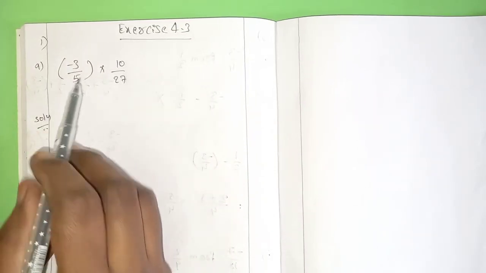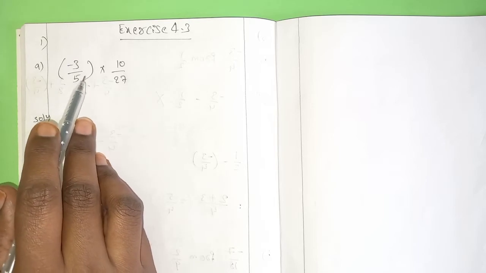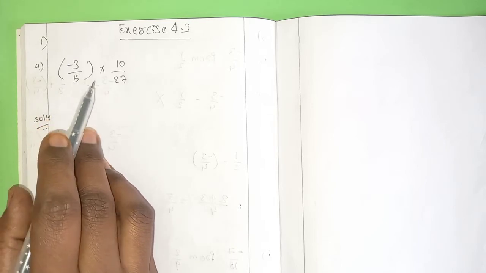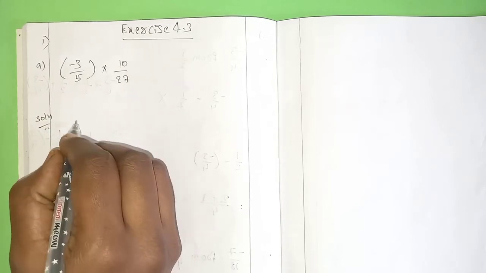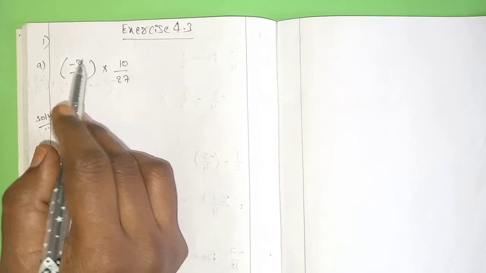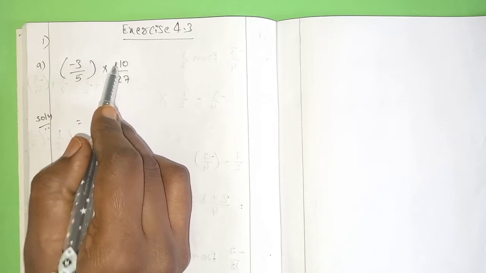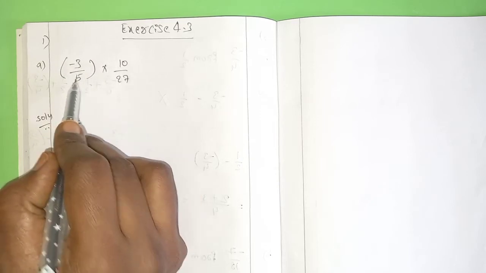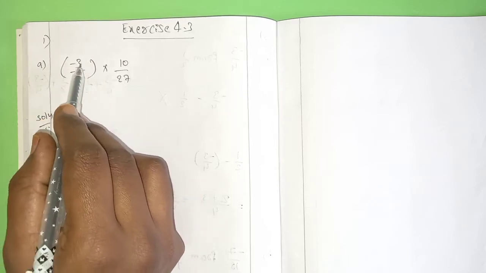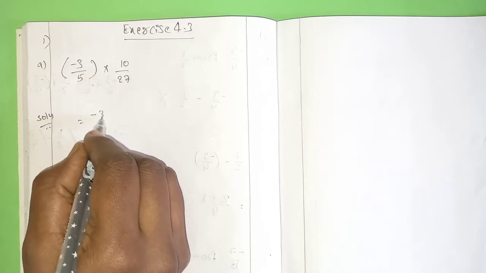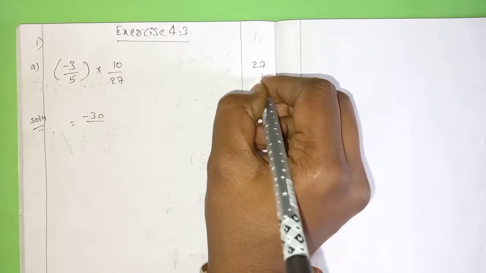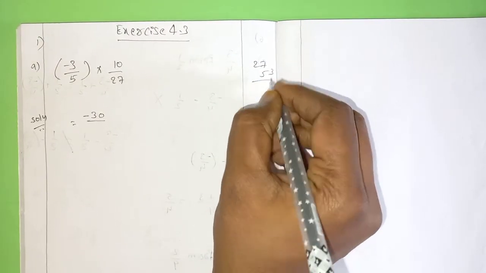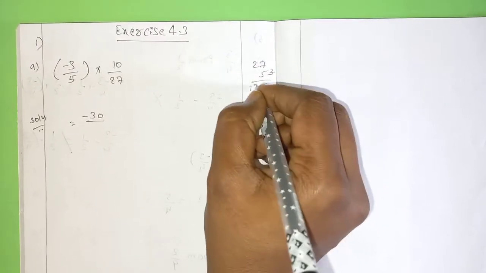The first question is, find the following product. Product means multiplication. Minus 3 by 5 into 10 by 27. How do we have to multiply? Numerators can be multiplied, and at the same time, denominators can be multiplied. 3 tens are 30, minus 30 by 27 5s. 27 5s: 7 5s are 35, 5 2s are 10, so 135.